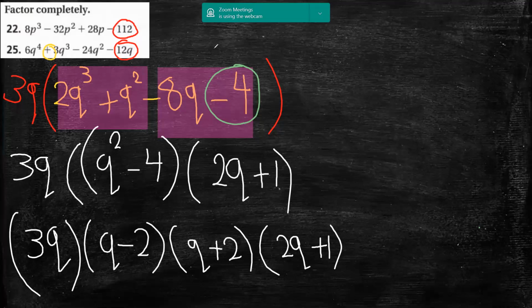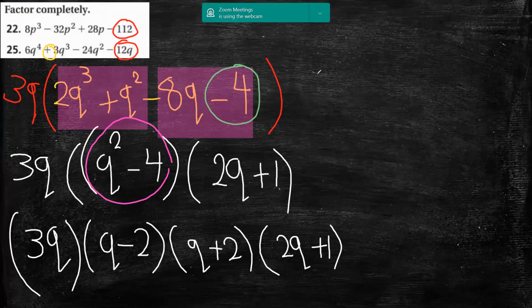Teacher, where did the q plus 2 come from? Here, look at q squared minus 4. Is it a difference of squares? Yes, it's going to be q minus 2, I mean q plus 2. Where did it come from?